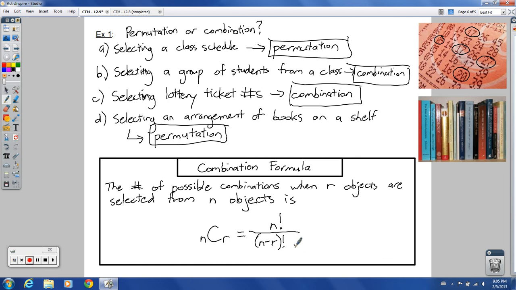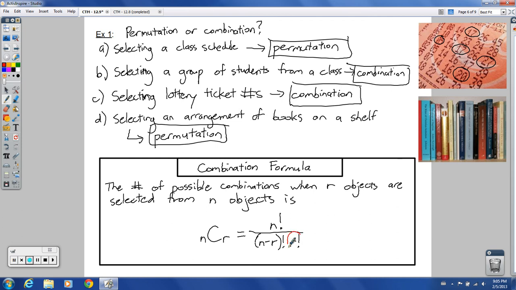You want to get rid of the ones that are all the same, just in a different order. To do that, you also need to divide by R factorial, so the number of different ways you can arrange the things you're choosing. If you divide by that factorial, that gets rid of all the duplicates, the same choices but in different orders.